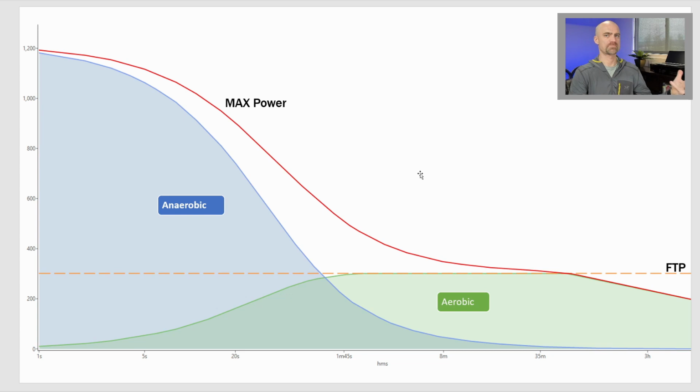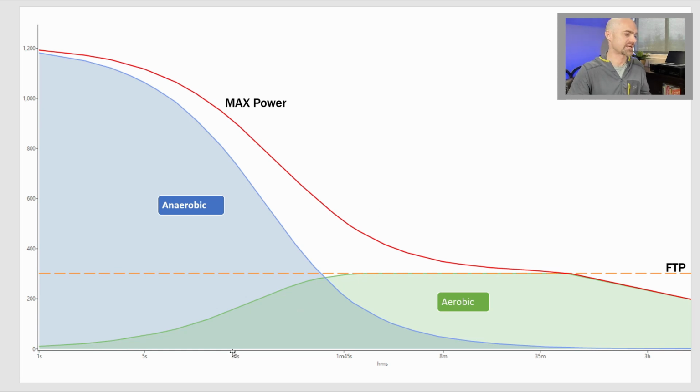Okay, so now we have our power duration here plotted, and we've added in our two energy systems, our aerobic energy system and anaerobic energy system. And what this shows is the contribution percent to your mean max power of each of your different energy systems. So if you add these together, you'll get your mean max power.